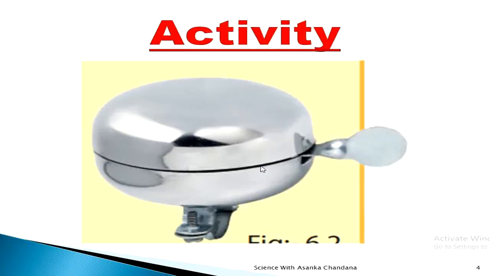Next activity. This is the bicycle bell. You can ring the bicycle bell by using this part of it. After that, when you ring the bell, you can touch the upper side of the bicycle bell. By this activity you will be able to understand that when you ring the bicycle bell and touch the surface, the surface is vibrating. So the conclusion of this activity is that sound is produced due to vibration.